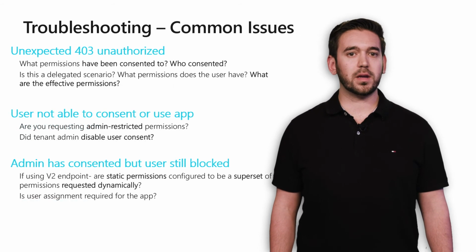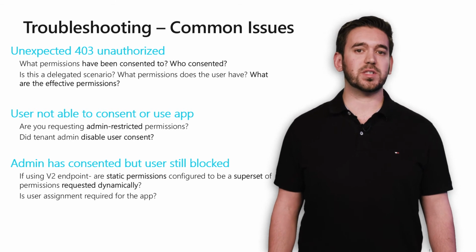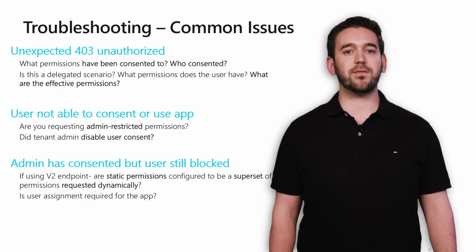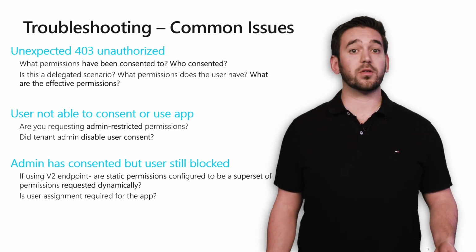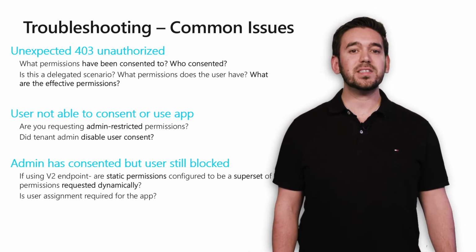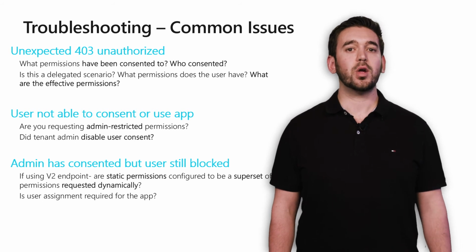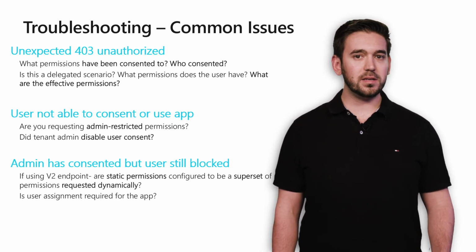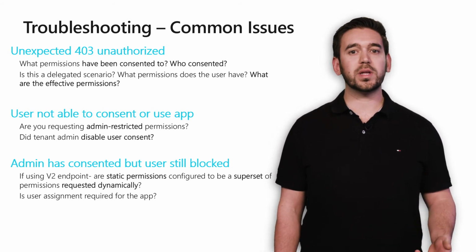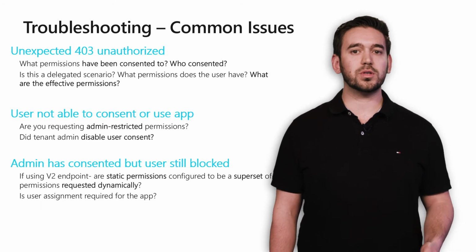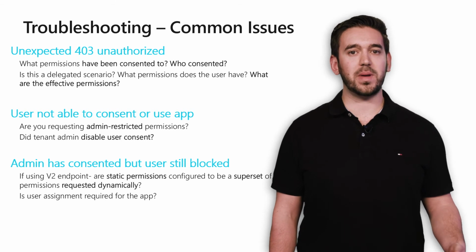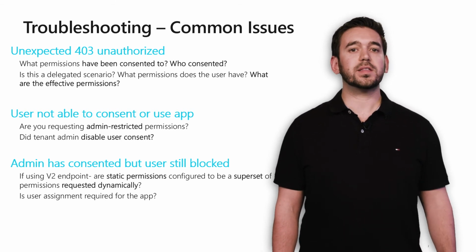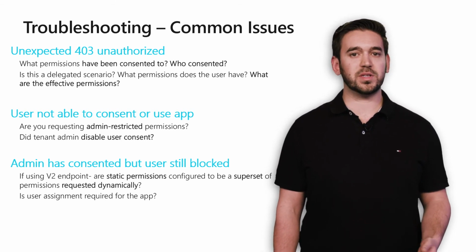To get more specific, one of the more common issues we see in this space is when a developer is getting a 403 unauthorized unexpectedly when they actually expect all of their calls to succeed. In this case, it's important to understand what permissions have been requested, consented to, and who consented to those permissions. It's also good to know whether these things actually map to the specific call the app is making, which is failing. It's also good to think about the effective permissions in play here.